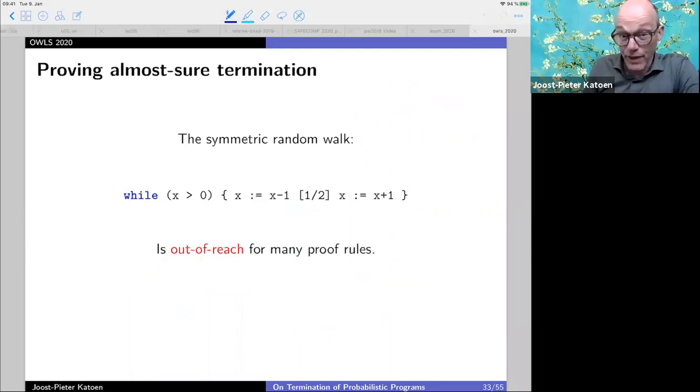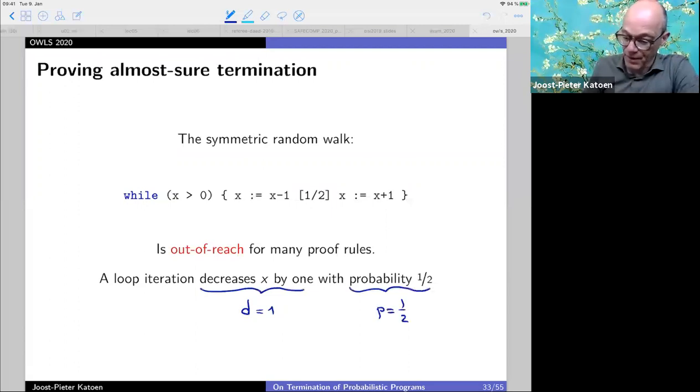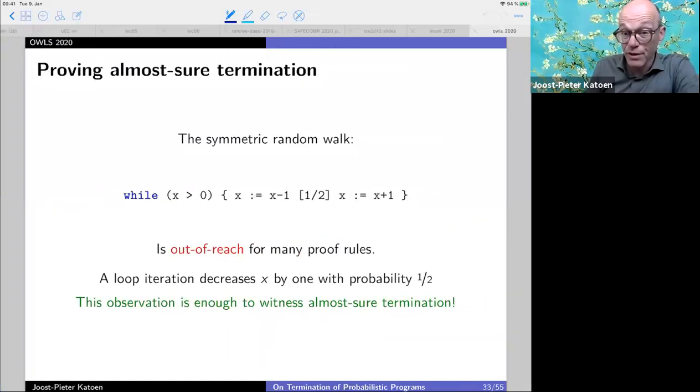And actually this example turns out to be out of reach for many proof rules. So what is the intuition behind the proof rule I'm going to present? What we see from the program, and this is almost trivial to see, is that a loop iteration decreases x by 1. So we have a decrease, let's call this d, and this decrease is by 1. And this is happening with a probability of a half. Let's call this p. So p is a half. Let's say we have a v, which is the position of x along the line, and then we have two other ingredients, the decrease and the probability. We will see that those two ingredients become important, and that this observation is enough to witness almost sure termination.